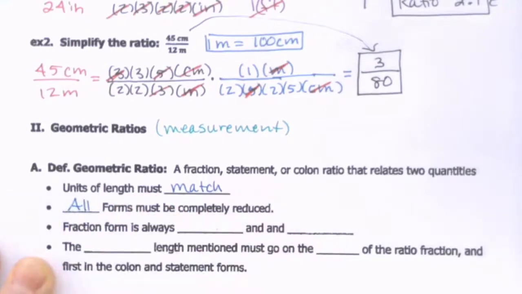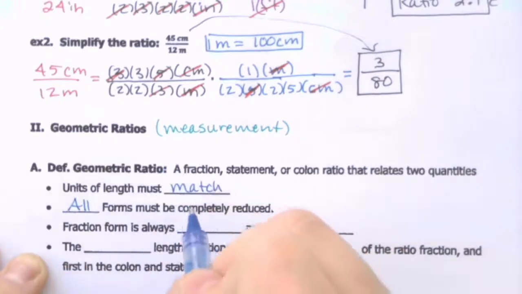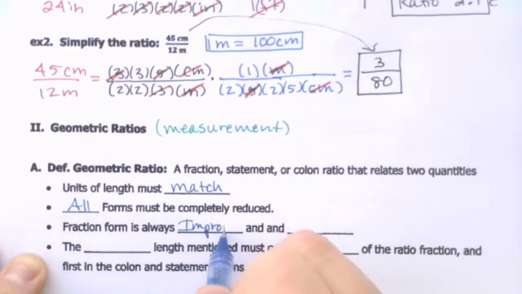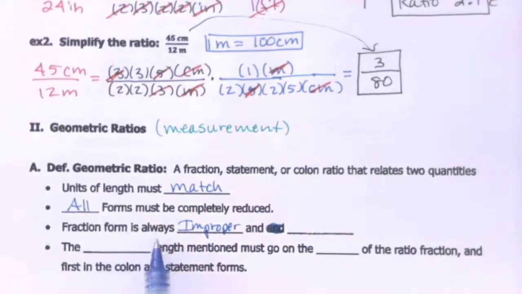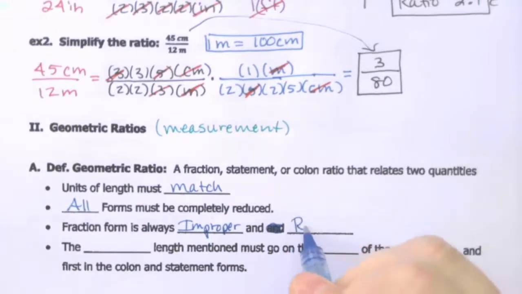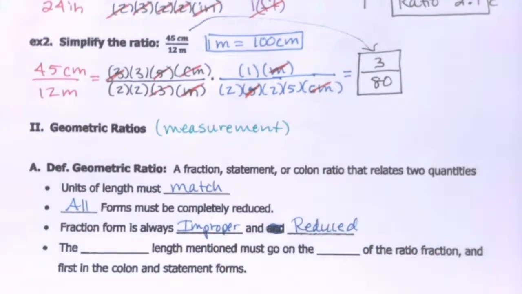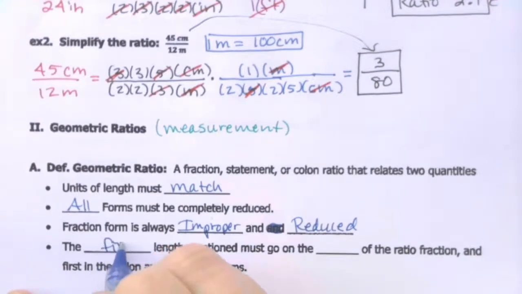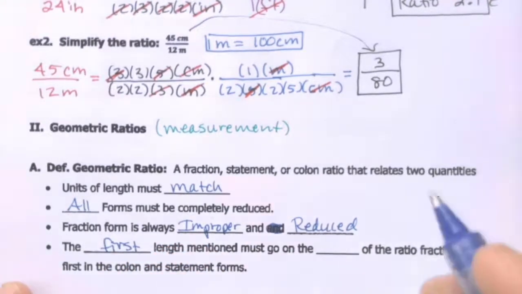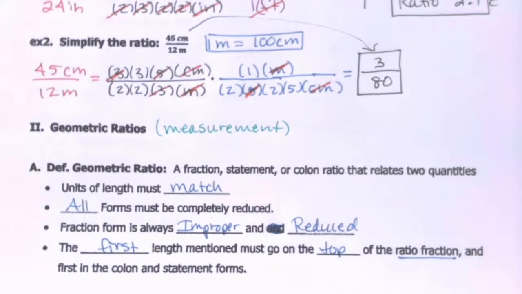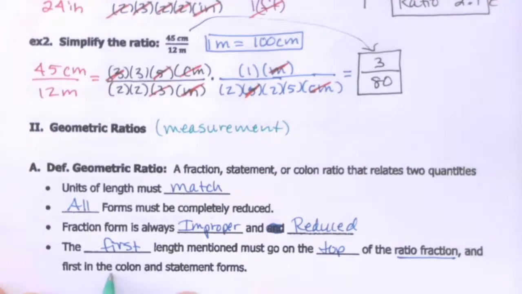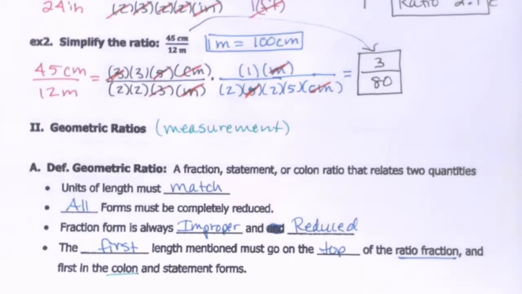All forms must be completely reduced. Fraction form is always improper and reduced, so no mixed numbers. And the first length mentioned must go on the top of the ratio fraction, and first in the colon and statement forms.